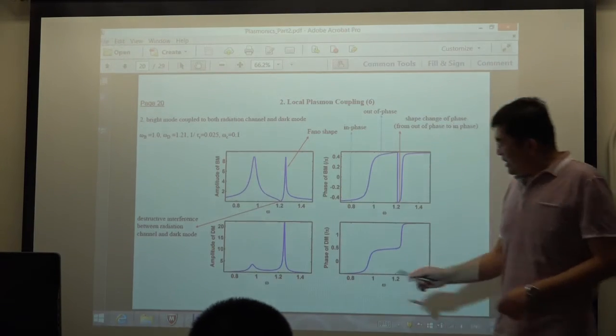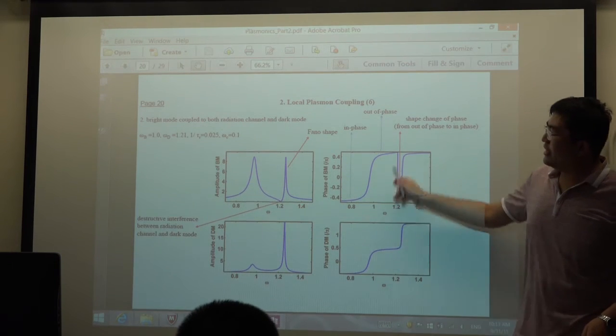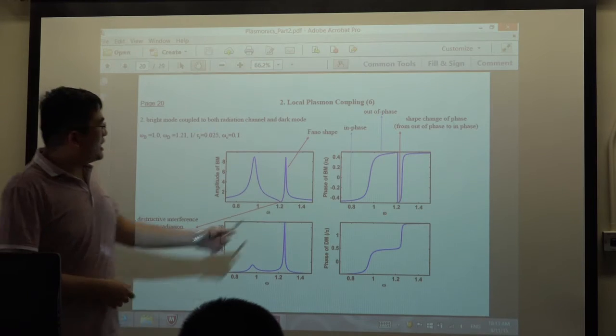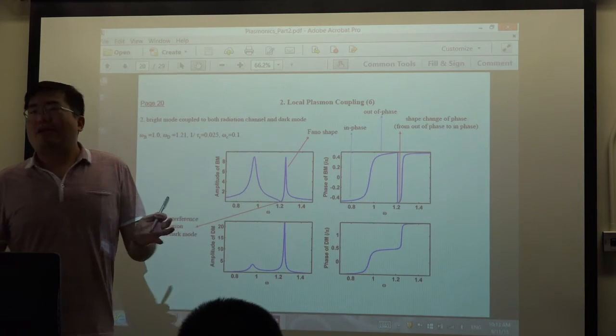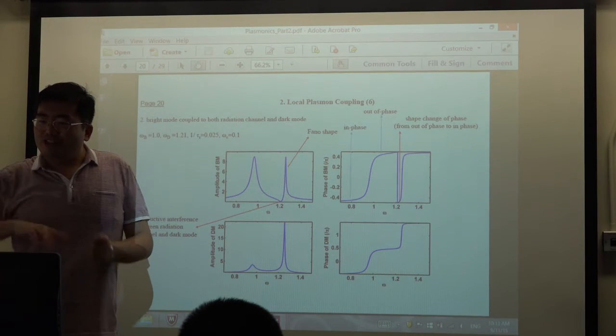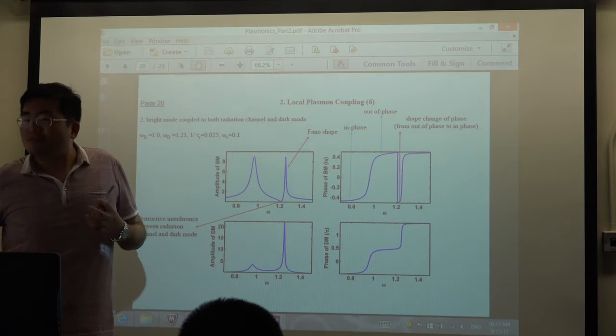So this is the phase. You can see it also has a change here. This is the Fano. So when you look at a spectrum, when you do a simulation or an experiment, and you see an asymmetric spectrum that changes very quickly, then you can ask yourself whether this is a Fano. This is very important.